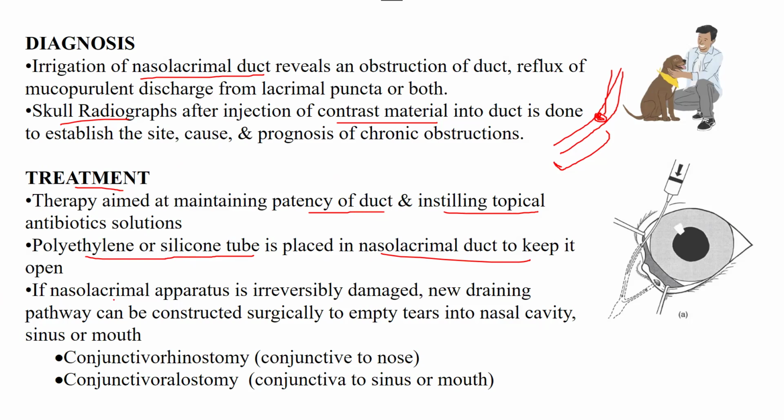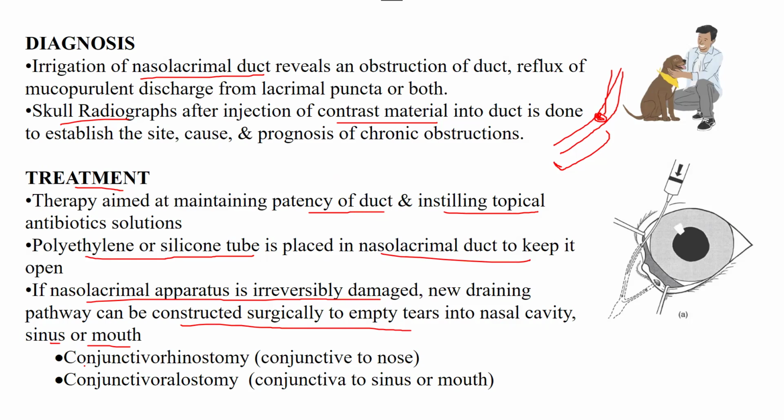Next one is if the nasolacrimal apparatus is irreversibly damaged, then you are going to create a new draining pathway that should be constructed surgically to empty the tears into the nasal cavity, into the sinus, or into the mouth. It can be any. You need not understand the full mechanics behind the surgery, but you just need to know these names.